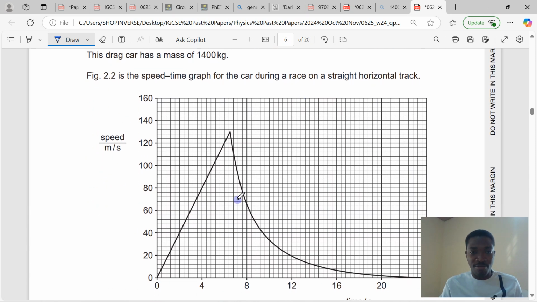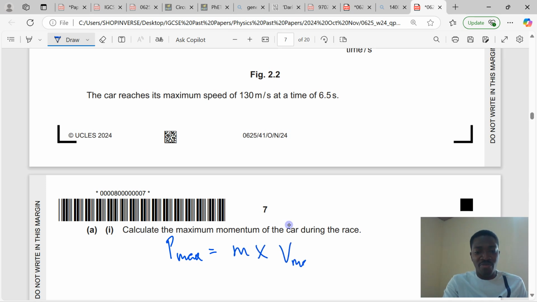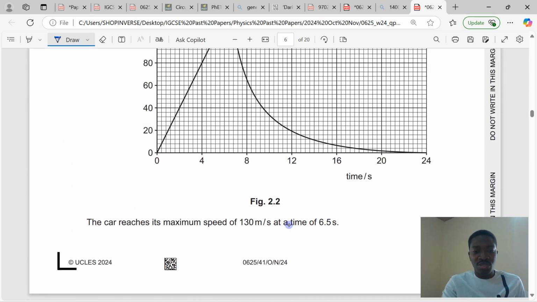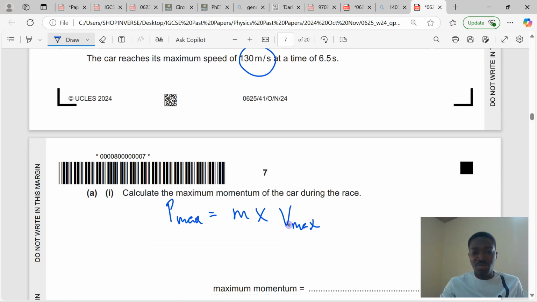So this is the graph of the drag car, okay? And we're given the mass of the drag car as 1,400 kilograms. The car reaches a maximum speed of 130 meters per second at the time of 6.5 seconds. Calculate the maximum momentum of the car. Maximum momentum of the car is equal to mass multiplied by maximum velocity. And we're given the maximum velocity as 130 meters per second.